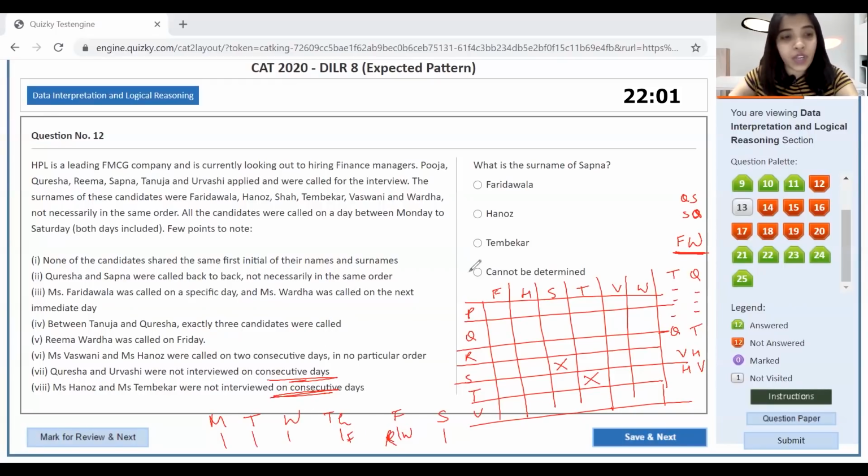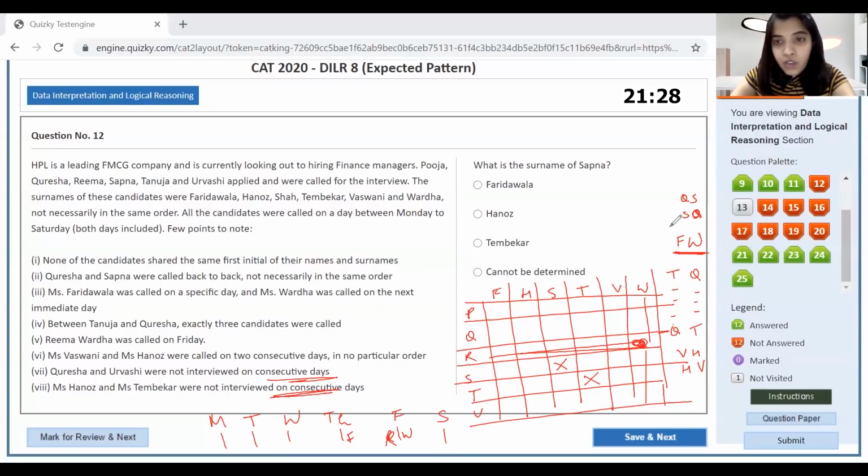We still don't know who Faridawala is. Then we have Reema Wardha. Let's just mark it here. This is Reema Wardha. So the rest of it is invalid. T or Q. So these days can be what? Either Monday, Friday, or Tuesday, Saturday, right? To have 3 days in between. Now, if you look at Monday, Friday, there's Reema here. Reema is neither Tanuja nor Quresha. So it has to be Tuesday, Saturday. It can either be TQ or QT.